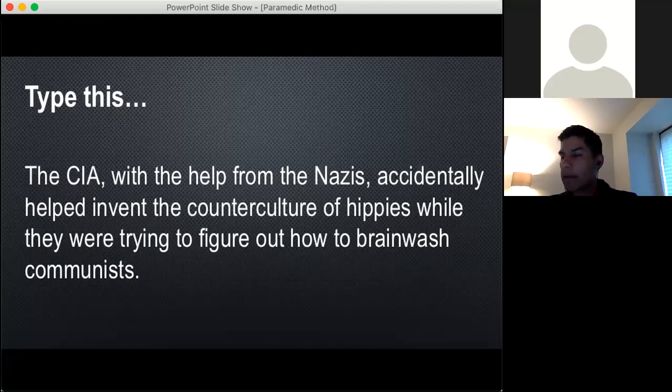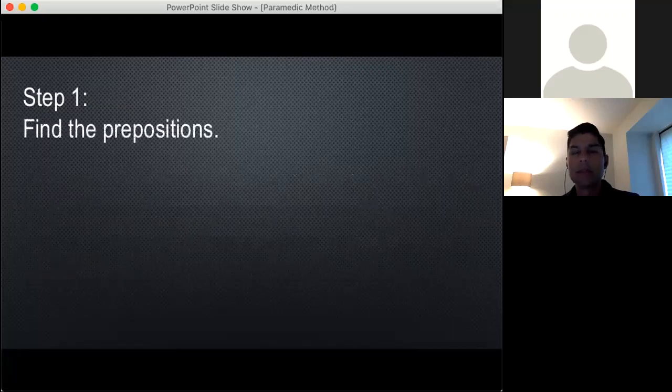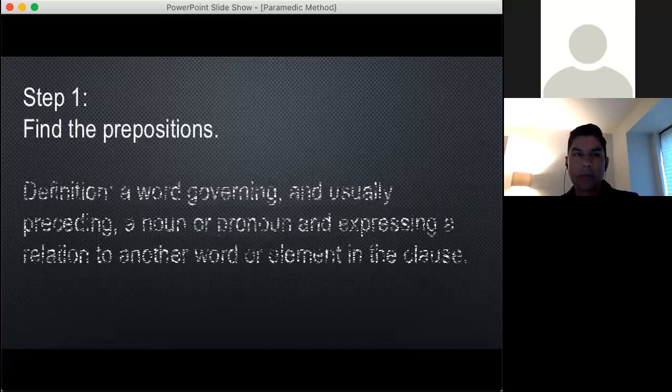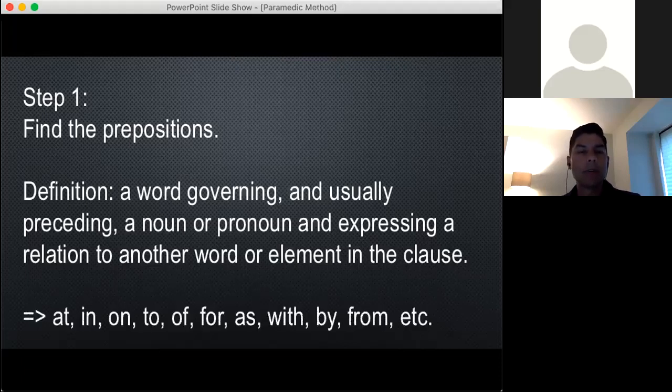So in the paramedic method, there's step one. The first step in the paramedic method is to find the prepositions. The definition of a preposition is a word governing and usually preceding a noun or a pronoun and expressing a relation to another word or element in the clause. Examples of prepositions: at, in, on, to, of, for, as, with, by, from, or any of the others.